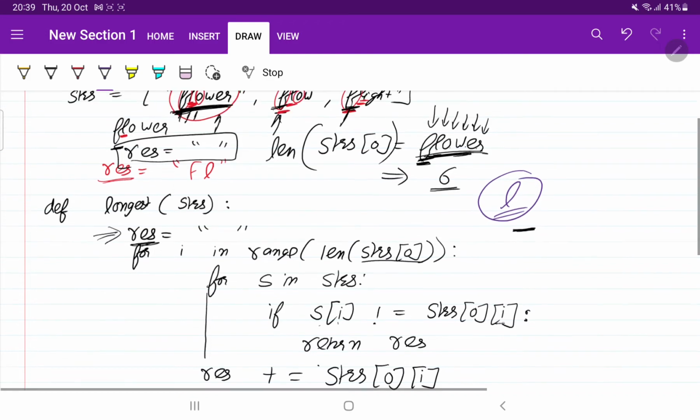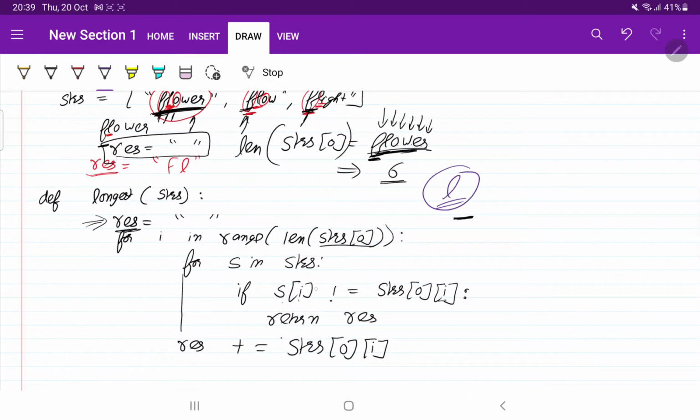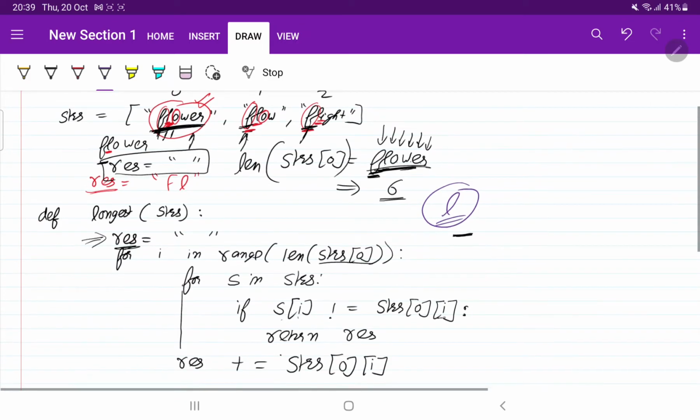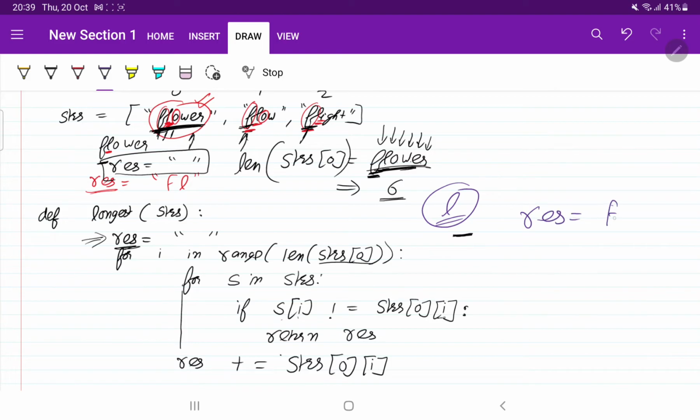First of all, we are going to take flower's L. So L is matching with L. Yes, it's matching. Okay, it will come to flow's L. L is matching. Yes, it's matching. Then flight's L, it's matching. Yes, it's matching. So what we will do? In our result, earlier it was only F. So as soon as this for loop ends, I will add this L to this. So L will be added here.